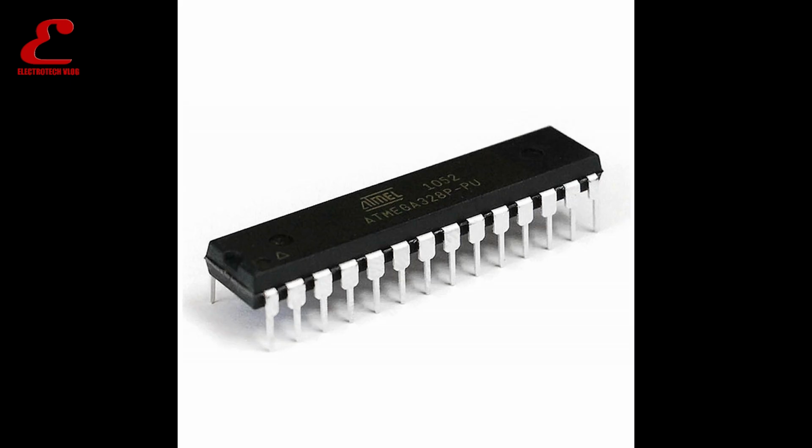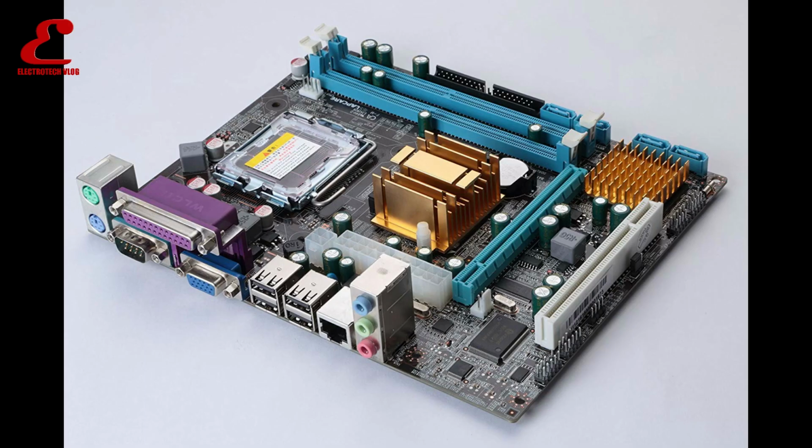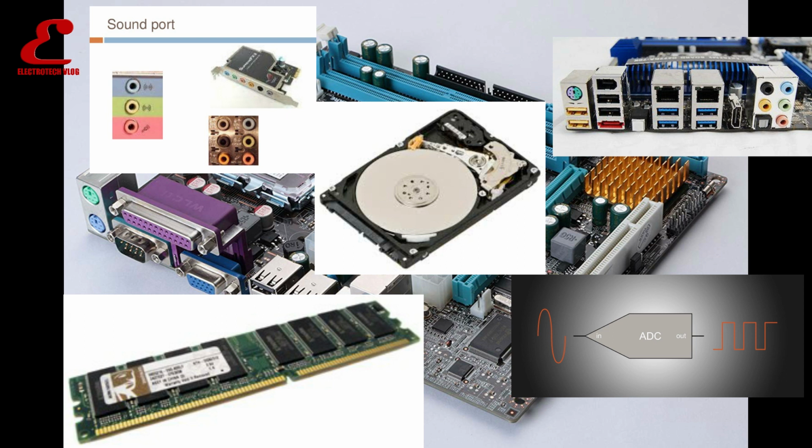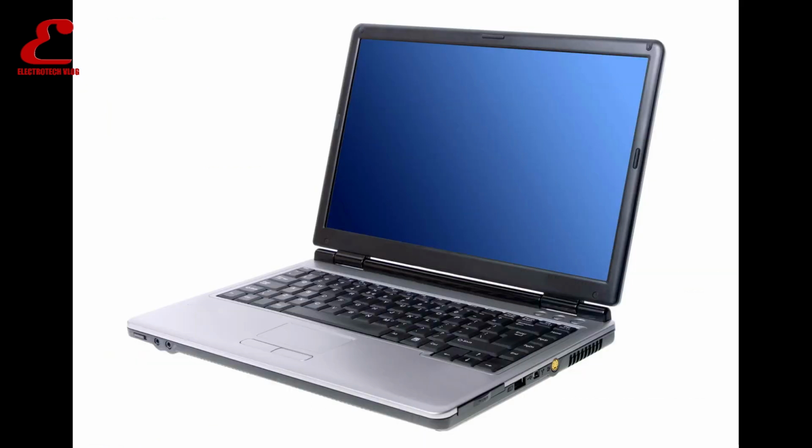The core of an embedded system can be considered a microcontroller or a processor. Let's take the motherboard of a computer. The main thing on a motherboard is a processor. It has a RAM, a ROM, input-output ports, communication ports, an analog to digital converter, and a digital to analog converter. All these things combine together to form our computer or laptop.